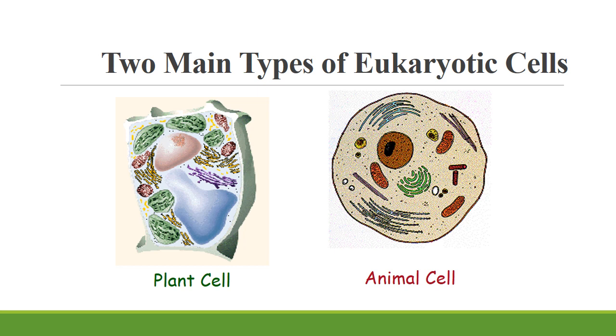In this slide, we are able to see the two different types of eukaryotic cell. The first one is the plant cell, the second one is the animal cell.